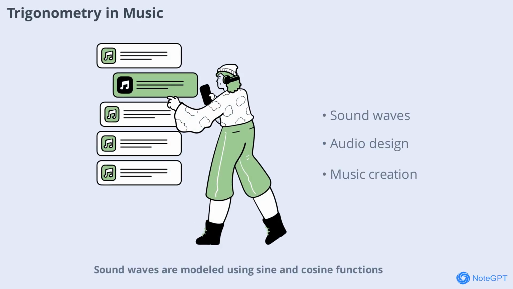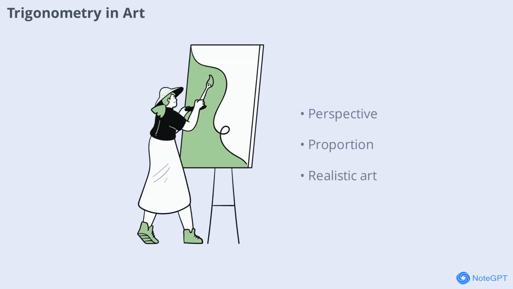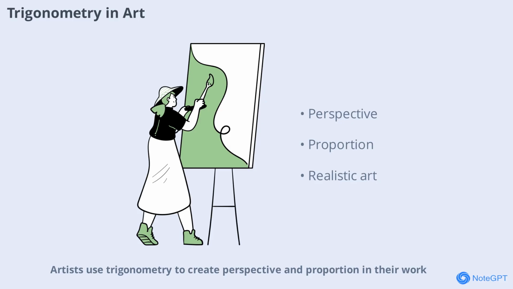Sound waves are modeled using sine and cosine functions, allowing engineers to design instruments and audio equipment. Trigonometry helps us understand how sound travels and how to create beautiful music. Artists use trigonometry to create perspective and proportion in their work.